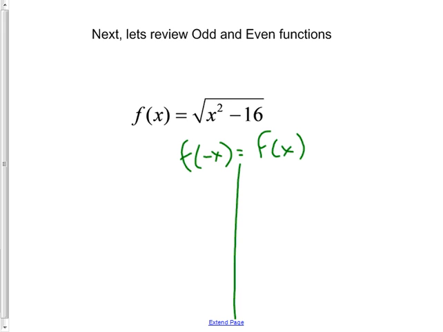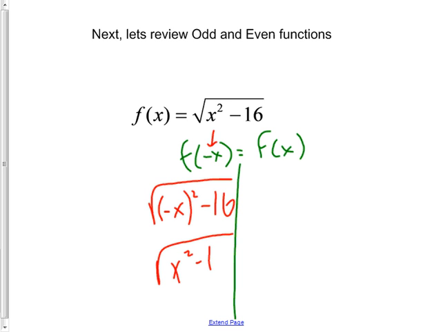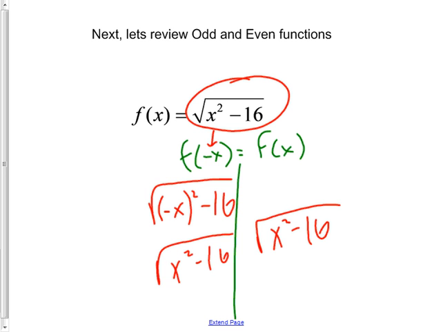Now I'm going to put in an empty spot where the x is. And what am I going to drop in? Negative x. And then when that gets squared, does it come out positive? Yep. Square root of x squared minus 16. And for f of x, I just put the function right here. That's all I've got to do. Copy it down there. So, moral of the story? Is it even? Yes, it's even.